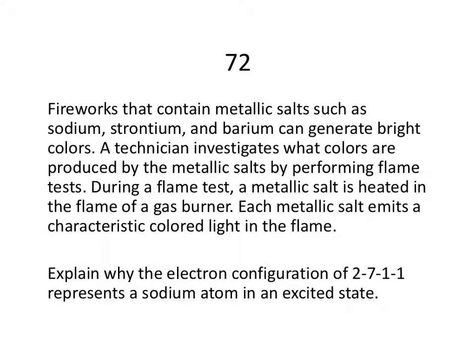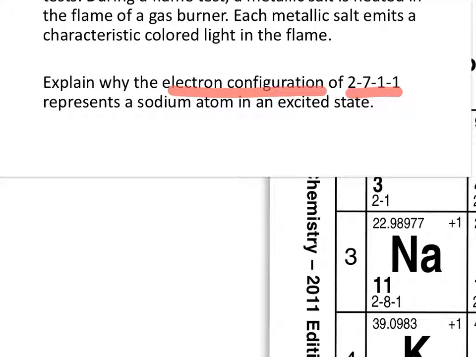This question wants you to explain why the electron configuration of 2-7-1-1 represents a sodium atom in an excited state. If we look at the periodic table, we can see that sodium has an electron configuration of 2-8-1. Therefore, this electron configuration provided here cannot be the ground state of sodium. So what you're going to say is that the configuration stated here, 2-7-1-1, represents a higher energy state than the sodium ground state.